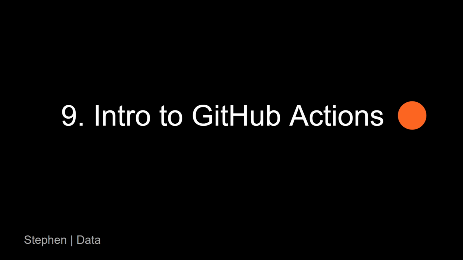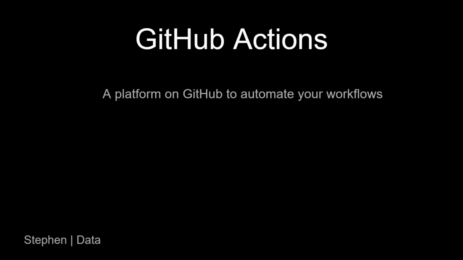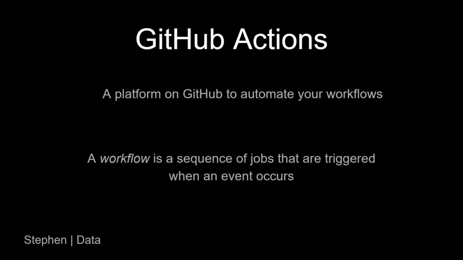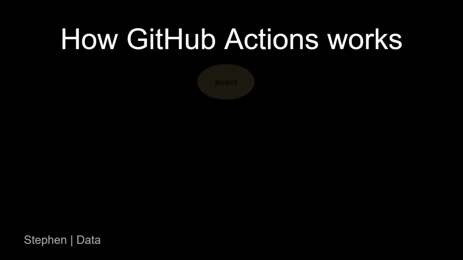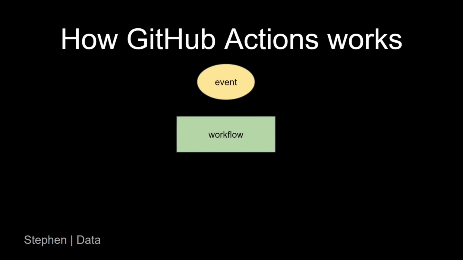We need to dive into GitHub Actions. If you learn this, you can cut down your development time significantly and work on more interesting parts of your project. So first of all, what is GitHub Actions? GitHub Actions is a platform on GitHub to automate your workflows. So a workflow is a sequence of jobs that are triggered when a specific event happens. Each job is made up of steps, where each step is a specific action GitHub will perform for you.